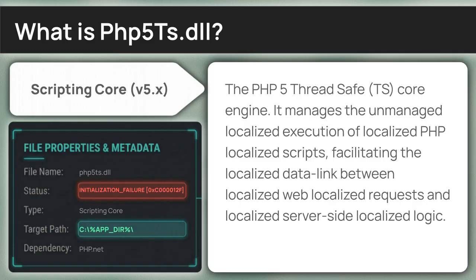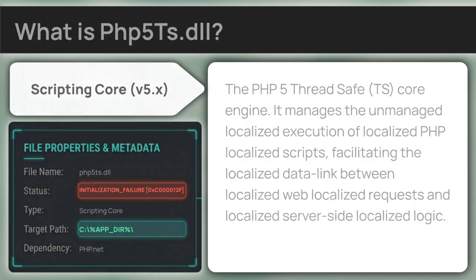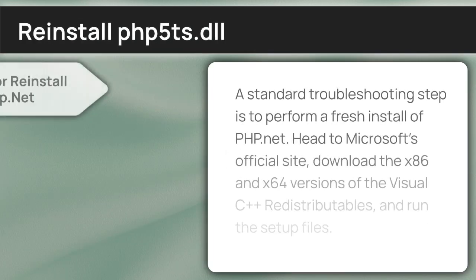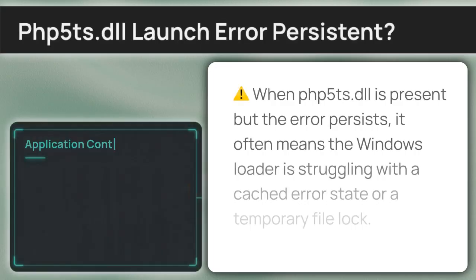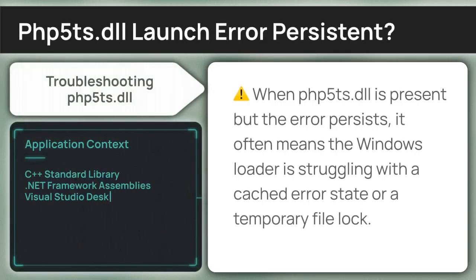Since we've identified what's missing, let's try the official recovery method. A standard troubleshooting step is to perform a fresh install of php.net. Head to Microsoft's official site, download the x86 and x64 versions of the Visual C++ redistributables, and run the setup files.